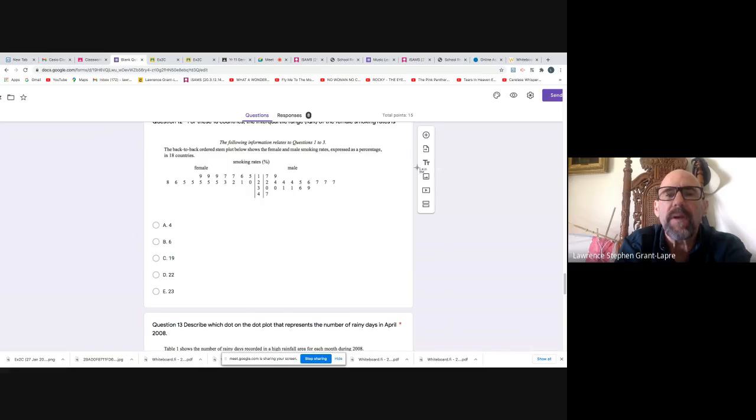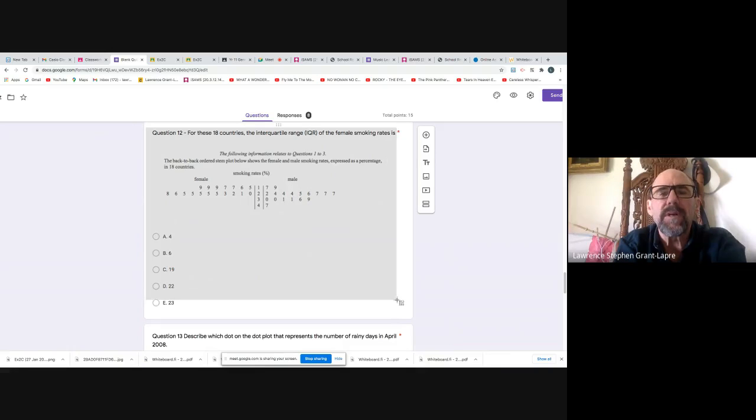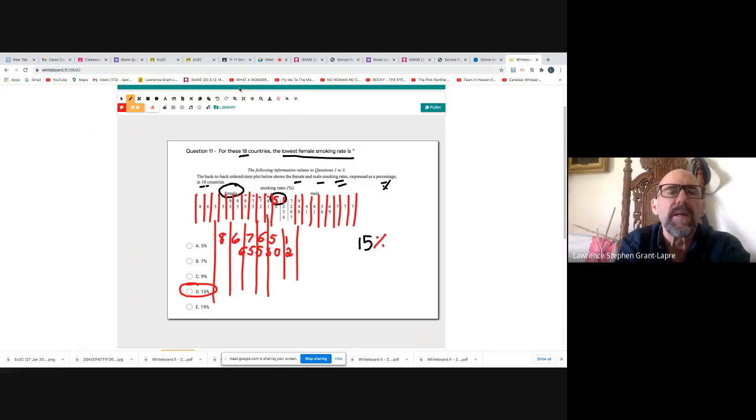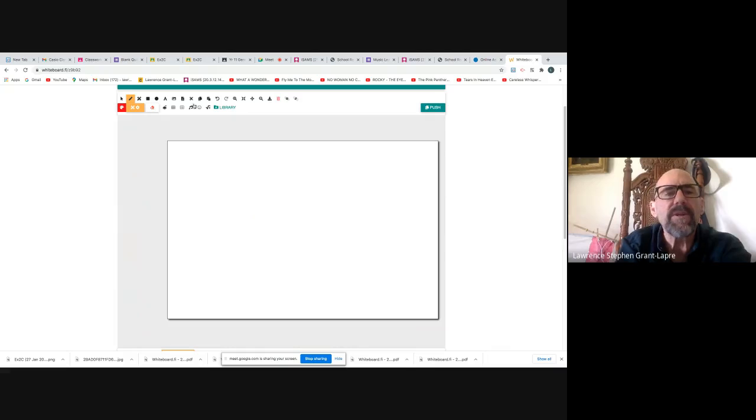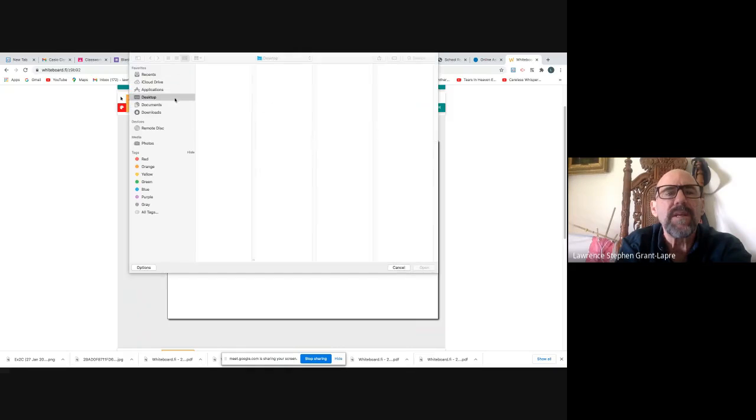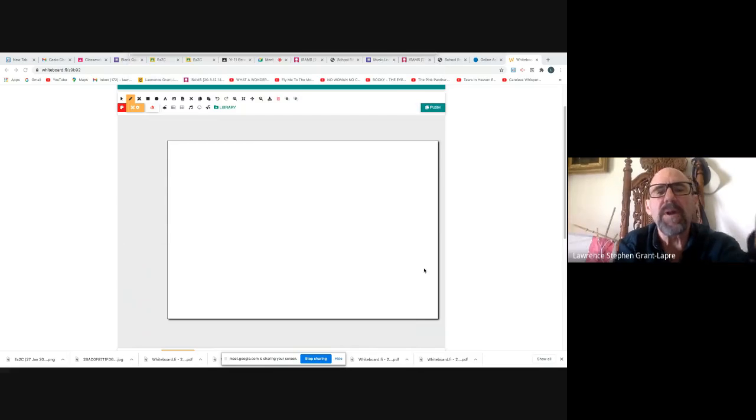Can't see the question. For these 18 countries, the interquartile range of the female smoking rate. Okay, there are 2 ways you could do this. You could put it in your calculator. You don't have to, but if you're not sure, sometimes you can just play it safe and put them into your calculator. So that might be a good option.